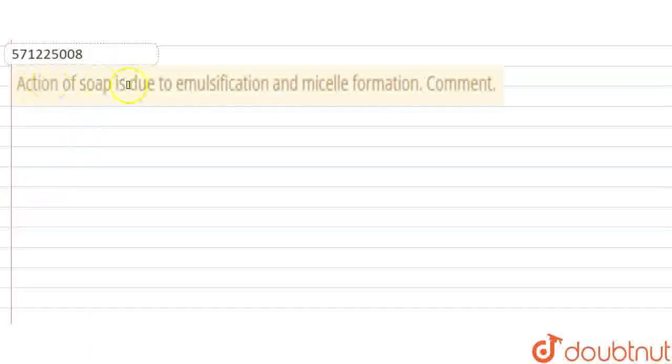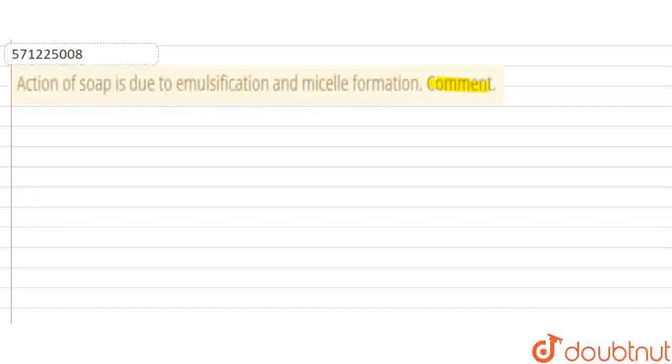Question is, action of soap is due to emulsification or micelle formation. Comment. Okay, so what has been asked in the question is that we have to comment on the action of soap in emulsification and micelle formation.